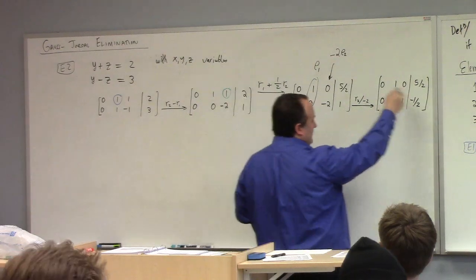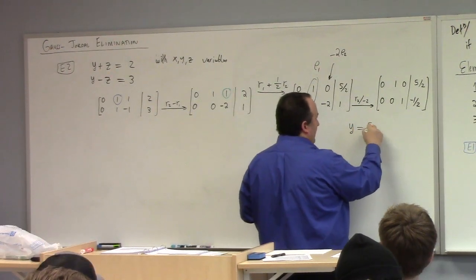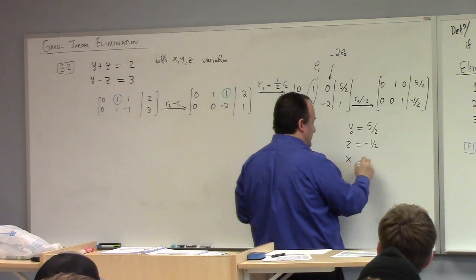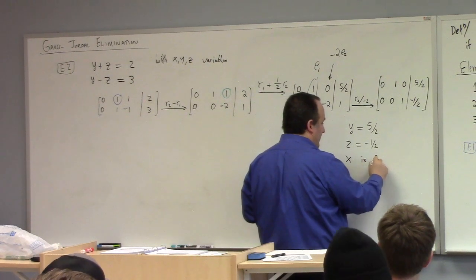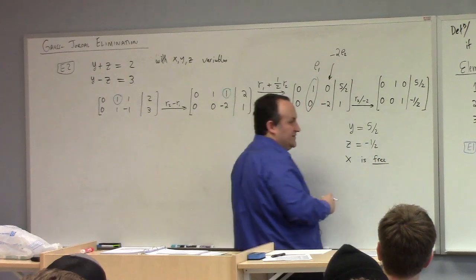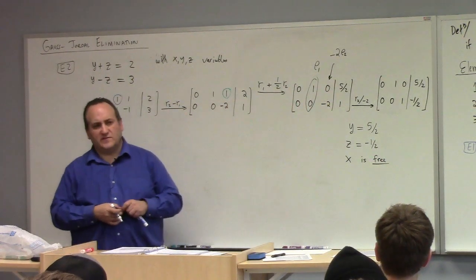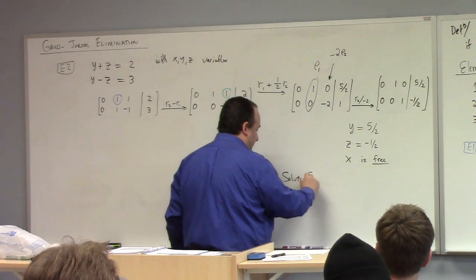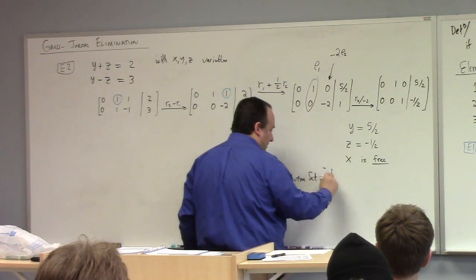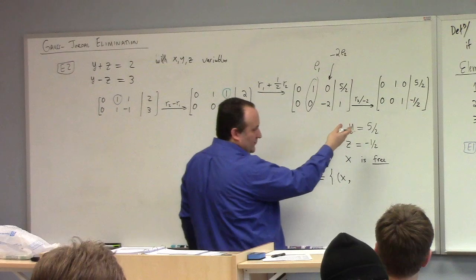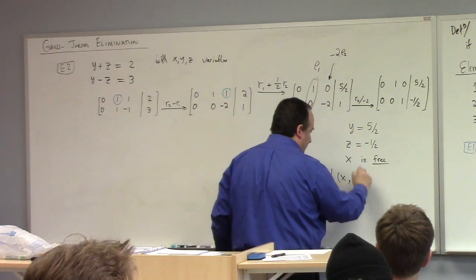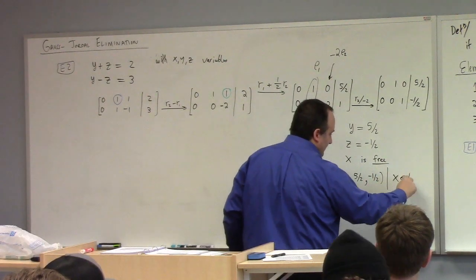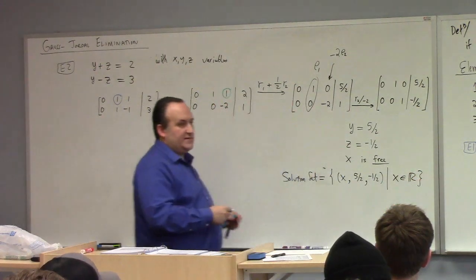So this right here, what's this say? This says y is equal to 5 halves, and z is equal to minus 1/2. And x is free. X is free. What does that mean? What's the solution set then in this example? That's right, x is all real numbers. So the solution set, in this case, has the form x, y is 5 halves, and z is minus 1/2, such that, well, x is a real number. That's the solution set in this case.